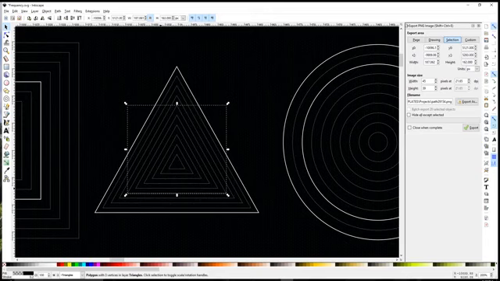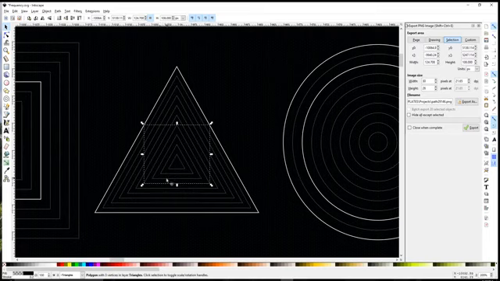There's another 9, which is 162. Another 9, which is 135. Another 9, which is 108. Another 9, which is 81. Another 9, which is 54. And another 9, which is 27.